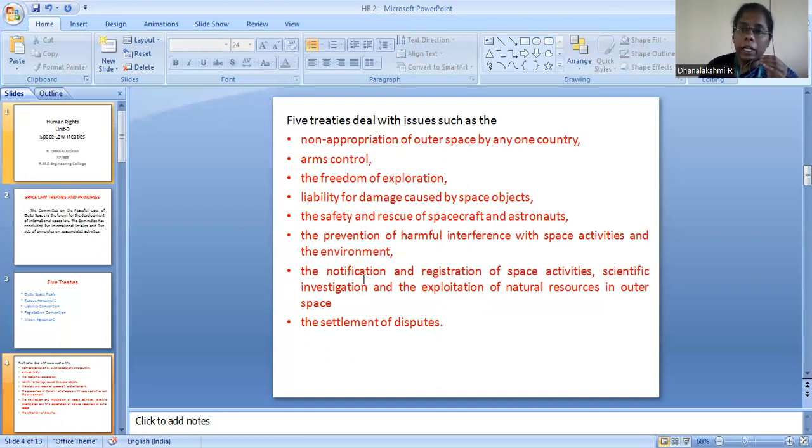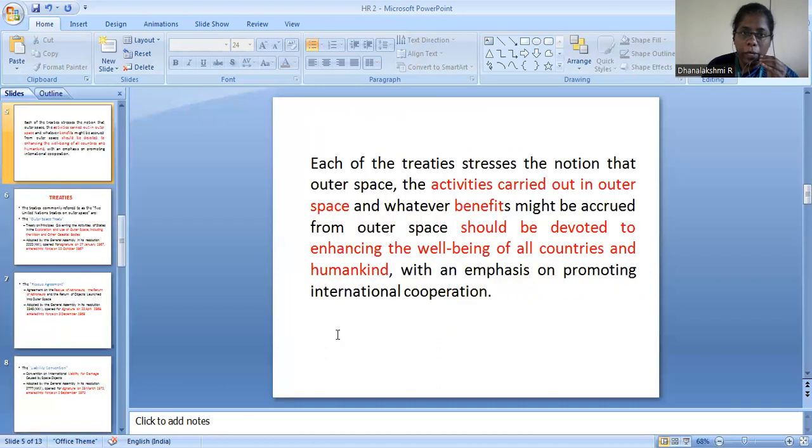Any objects that are going to be launched into space, any satellite, has to be registered, and whatever activities are carried out in space should also be registered. Then scientific investigation and exploration of nature. If any natural resources are exploited from outer space, that also has to be registered. Then finally, the settlement of disputes. One nation should not interfere with other nations' research activities. All these things will be taken care of by the 5 treaties. We'll see the treaties one by one.